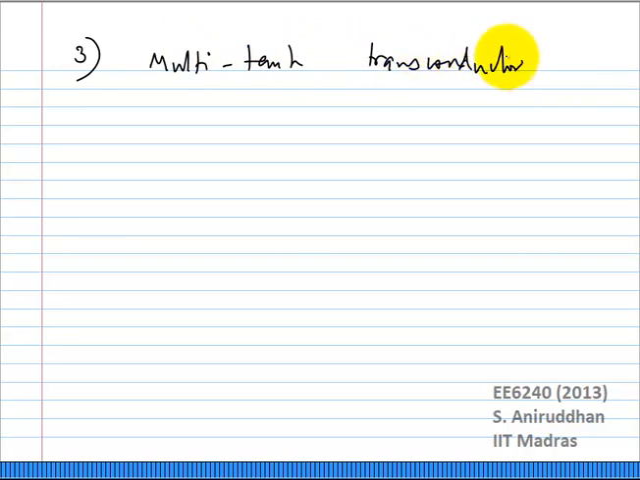Now, finally, I wanted to talk about what is called the multi-tanh transconductor.